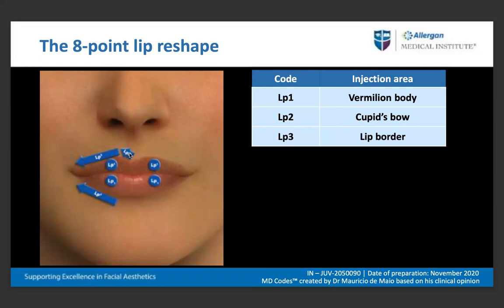This is LP2, these are the tubercles. The lower lip, these are the tubercles, but the body and tubercles are the same. LP1 is this, and LP2 is this, the Cupid's bow, and LP3 is the border.